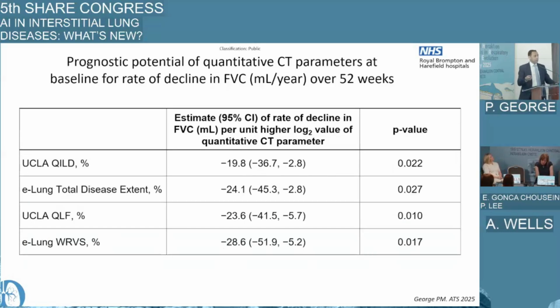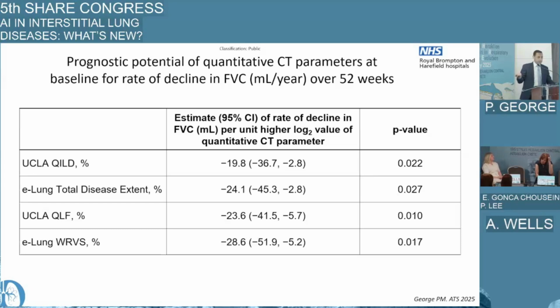The next thing we looked at was, could you prognosticate from a baseline CT scan in the placebo group? So in the patients who were given just the placebo, are there features on a scan which could identify risk of future lung function decline and risk of future mortality? At the top is the QILD, then eLung disease extent, then QLF, and then WRVS.